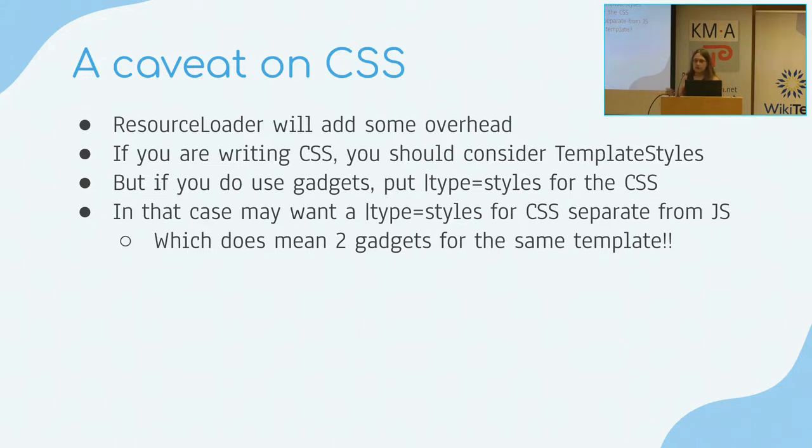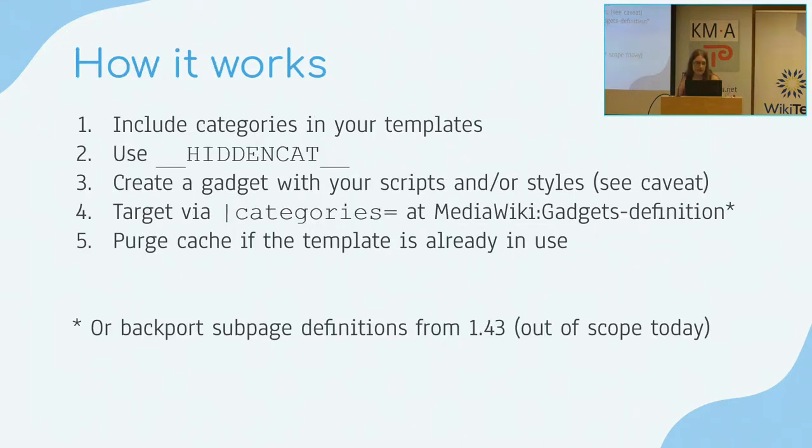So my example is going to use JavaScript, and my recommendation is that this is if you need to do targeted JavaScript specifically. And just a note that if you do want to put both your styles and your scripts into a gadget, you might need to make two separate gadgets for the same template, one of them loading the JavaScript and one of them loading the CSS, and the CSS one would have type equals styles so that it gets put in the header instead of loaded late with resource loader.